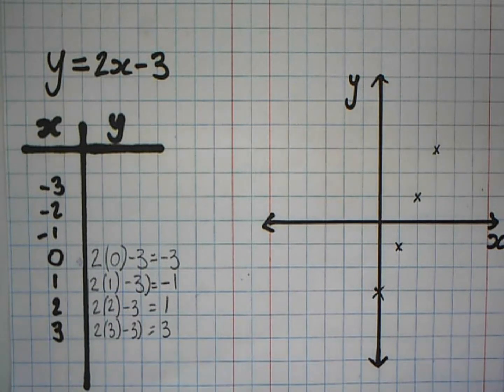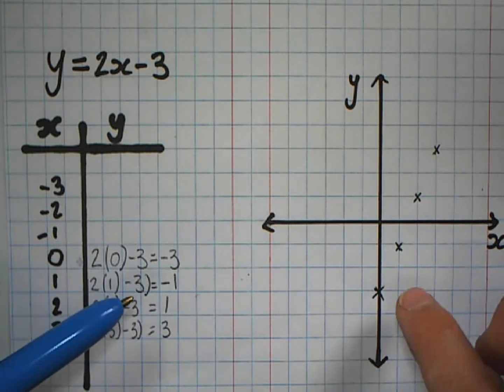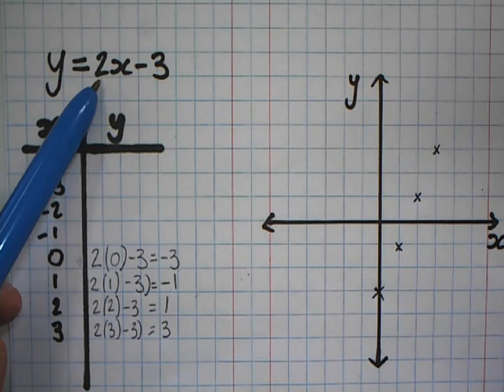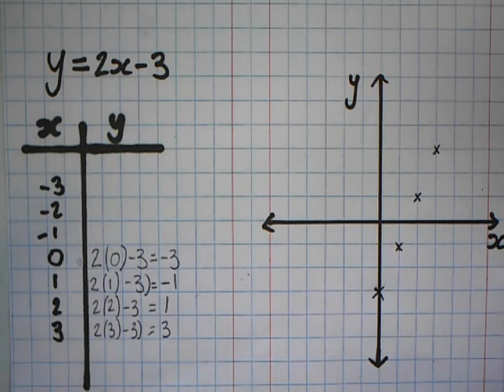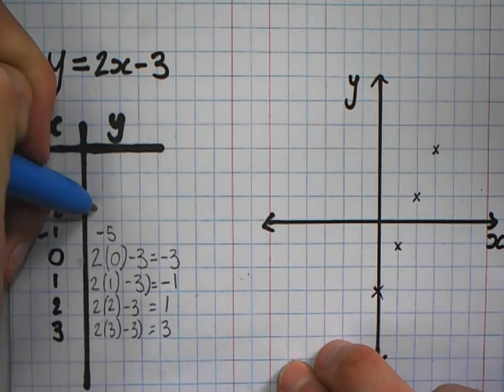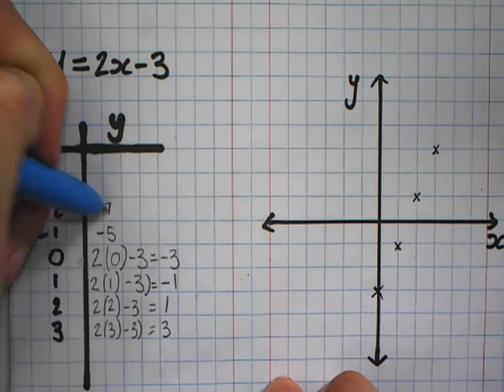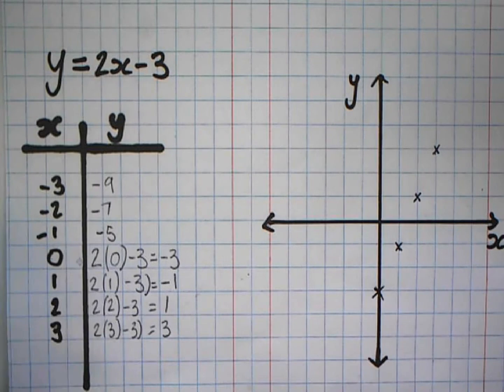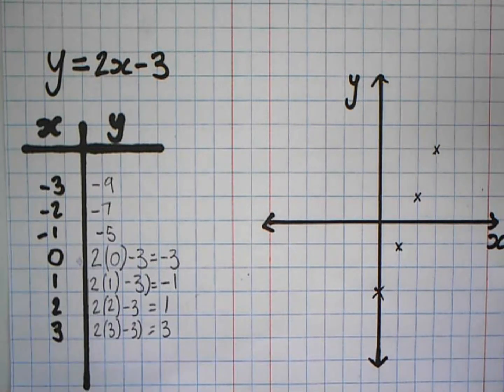Now you can kind of see there's a pattern here. It's going up by 2 each time, which is kind of given away by this number here. So if I wanted to, I could just work backwards and complete the rest of the table, and that would be -5, that would be -7, and that would be -9. Now, with these 4 points, that's enough to draw a line if I'd like to.